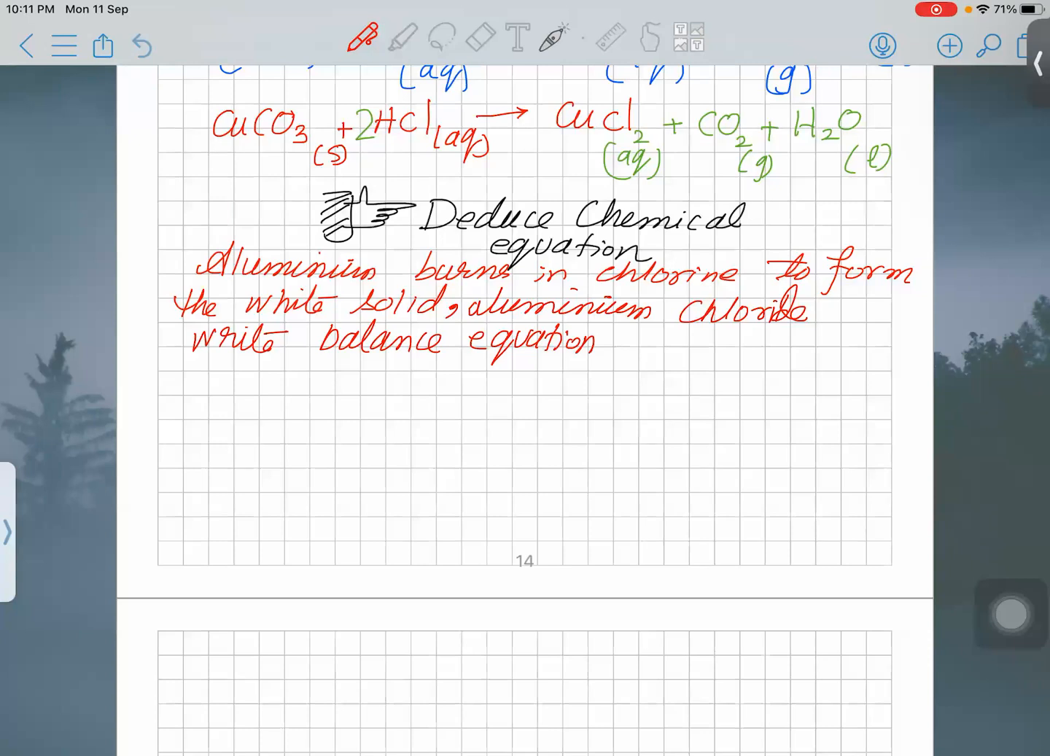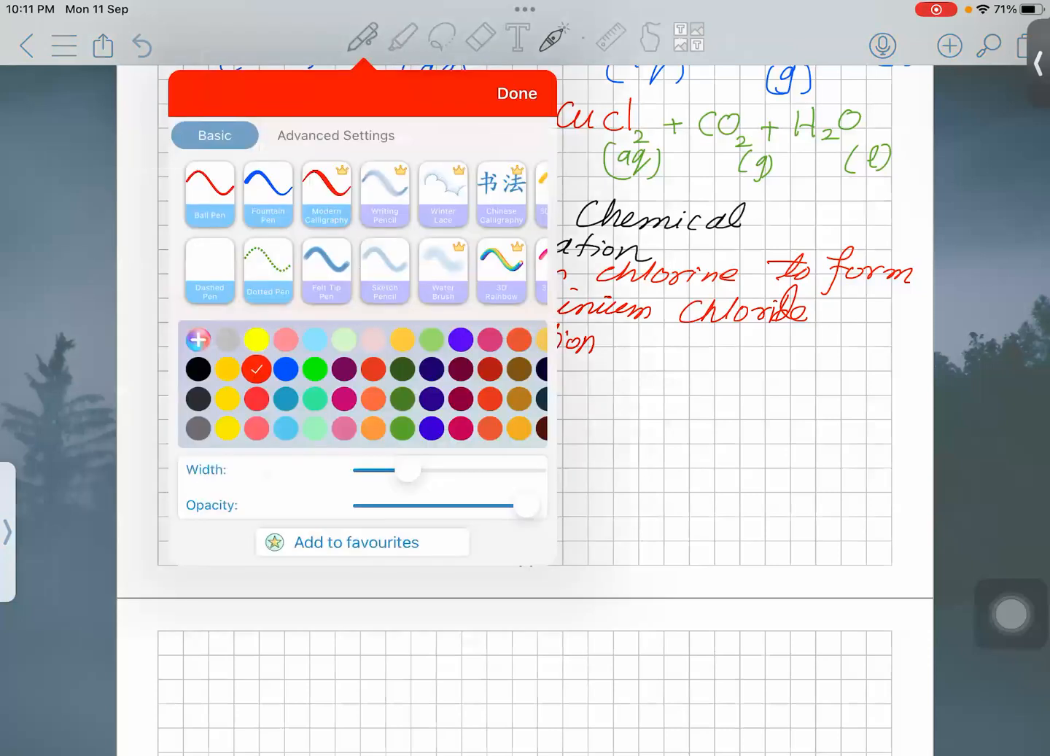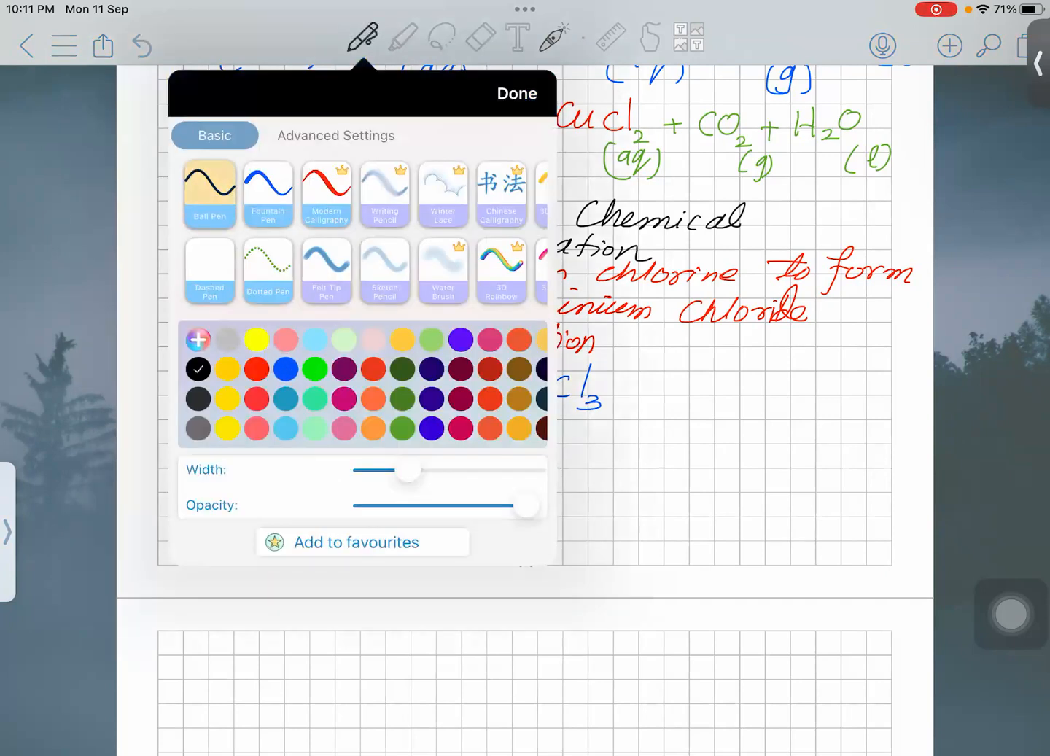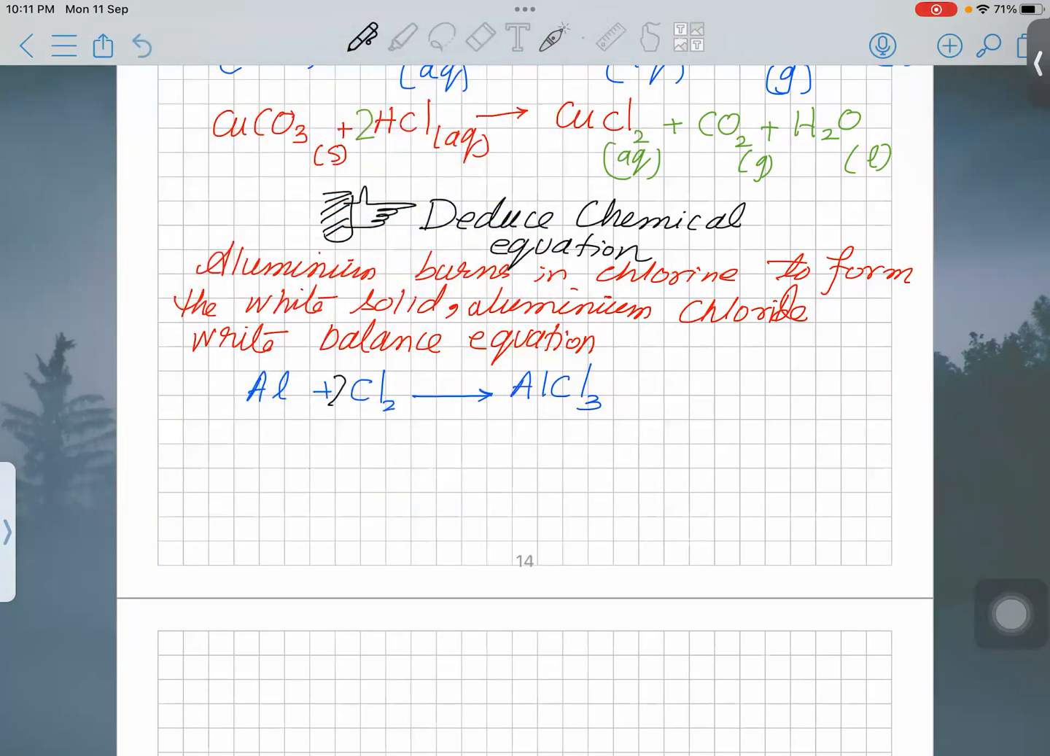Al plus Cl will form AlCl3. Al plus Cl2 gives AlCl3. So how to balance? We need 3 here, and 2 here, 2 here.